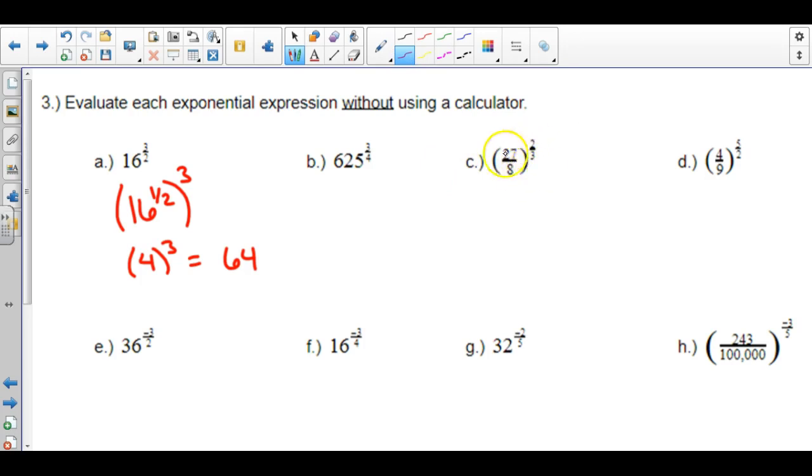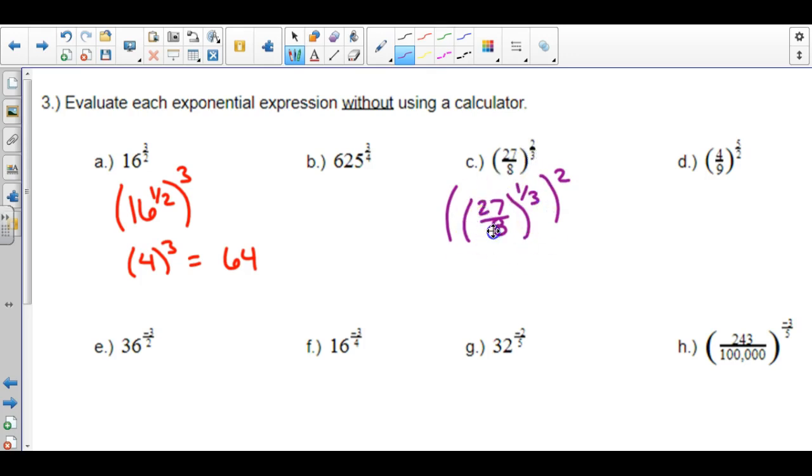With this problem, we're going to do this the same exact way. I'm going to take my 27 over 8, and I know that these are both perfect cubes, so I'm going to rewrite this as putting a 1/3 on the outside, and then again this squared. So what you're really doing is breaking this exponent up into 1/3 times 2, which we know is 2/3.